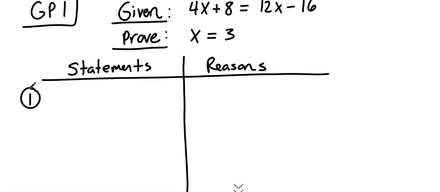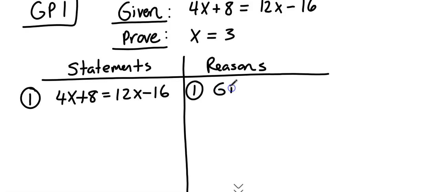So, Jaden, what do you think I'm going to put first here? The given information, yeah. My given information is that 4x plus 8 is equal to 12x minus 16. I'm trying to prove that x equals 3. And my reason for that is, as Jaden already said, given. That's what's given to us. All right, let's do step 2 here.